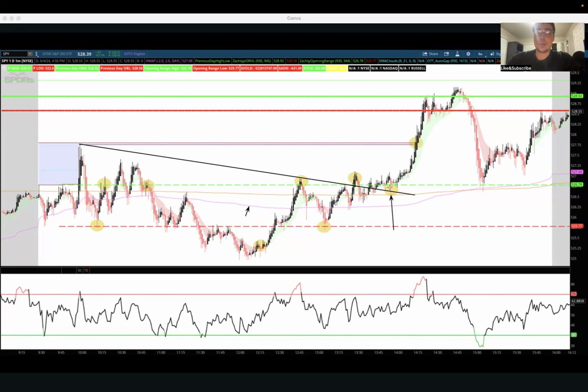All right, took this trade. This is the last trade of the day. Got out here, targeting the gap fill. There's what's known as gaps.